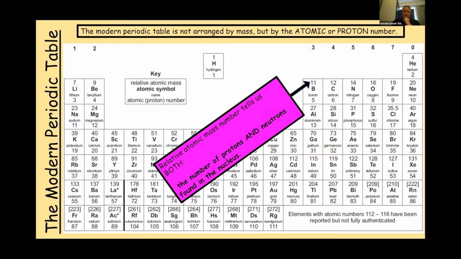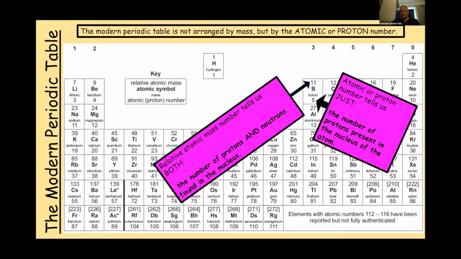Relative atomic mass number, the number on the top, tells us the total number of protons and neutrons present in the nucleus. It doesn't allow us to work out how many of each one. It just tells us that there is a total number of 11, for example, with boron, protons and neutrons in its nucleus. But the bottom number, the atomic number or proton number, just tells us the number of protons present in the nucleus of the atom. So at this point, I've got 11 particles in the nucleus, 5 of which are protons.